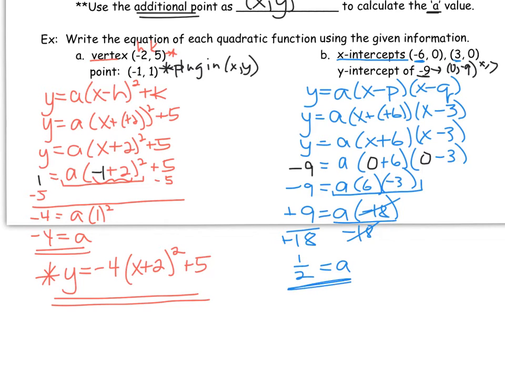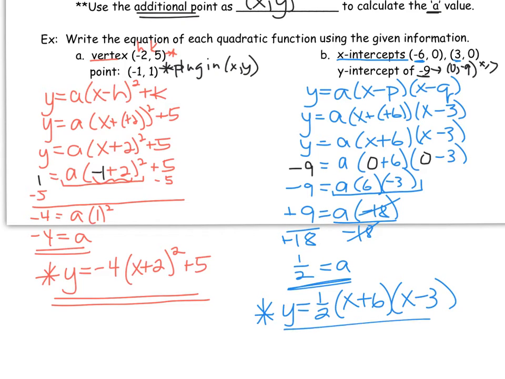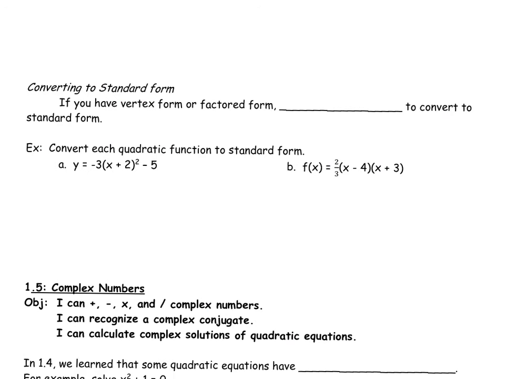Once you know your a value, we're ready to write our final equation. In factored form, we'll have y equals our a value, which is 1/2, times x minus p, which was technically x plus 6, times x minus q, which is x minus 3. And there's your equation given x-intercepts.